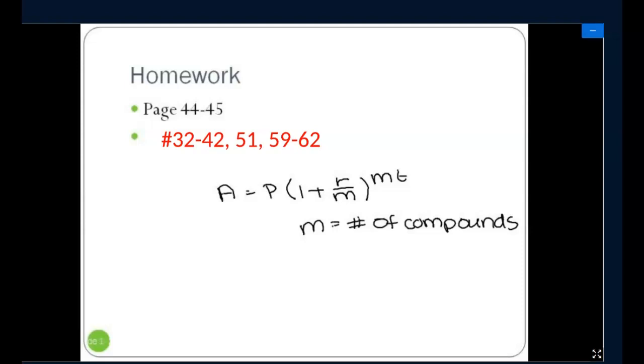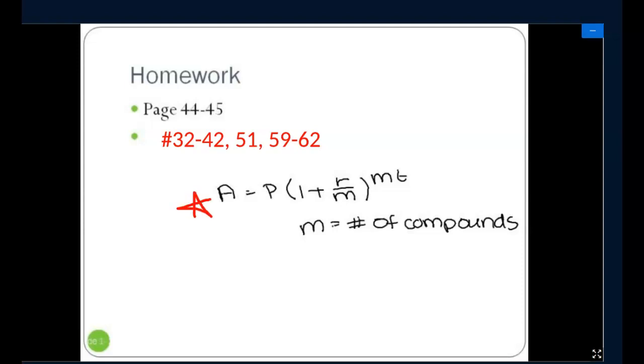Okay, so the homework is in the book. We're talking about page 44 to 45. You're looking at the 32 to 42, 51, and 59 to 62.